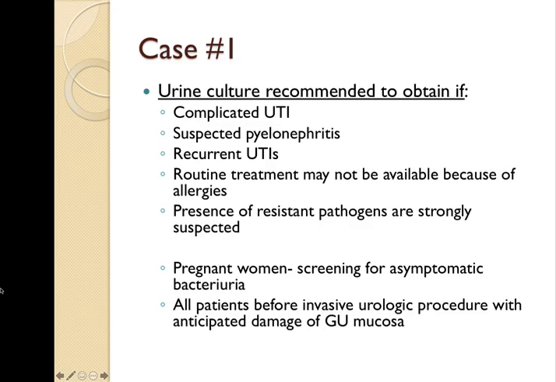Also remember that in asymptomatic patients, there are only 2 categories that we would screen, right, for asymptomatic bacteriuria. Number 1 would be pregnant women, and number 2 is all patients that undergo invasive urologic procedure with anticipated damage of GU mucosa. So those patients would undergo screening urine culture before going for the procedure.